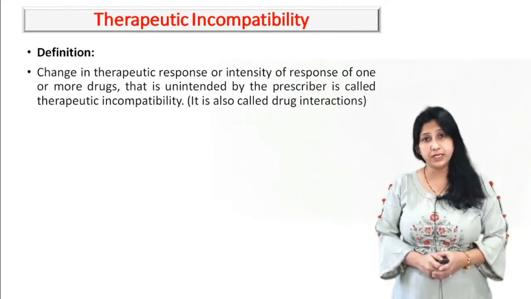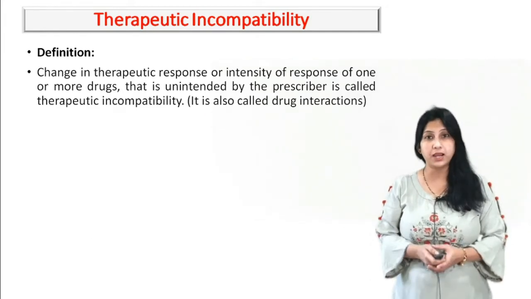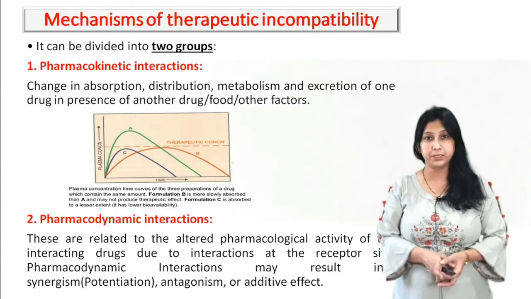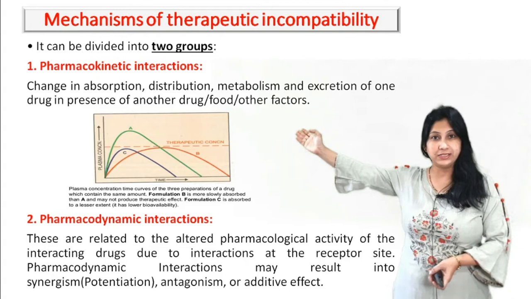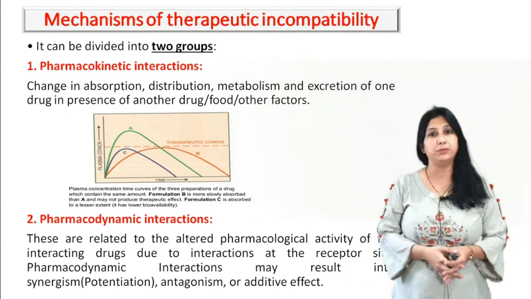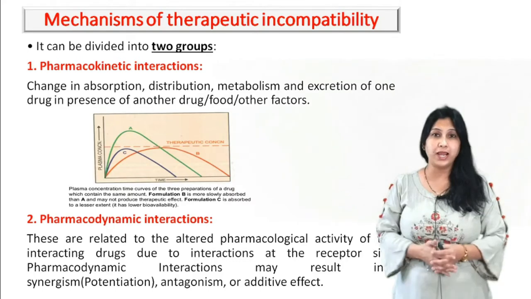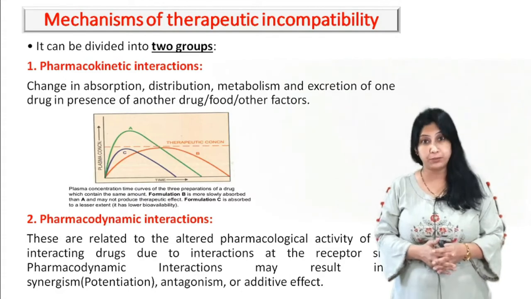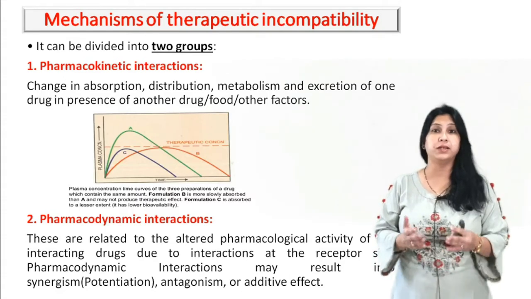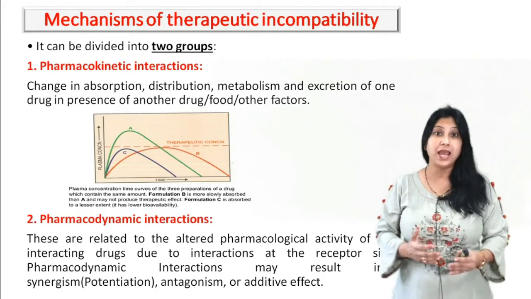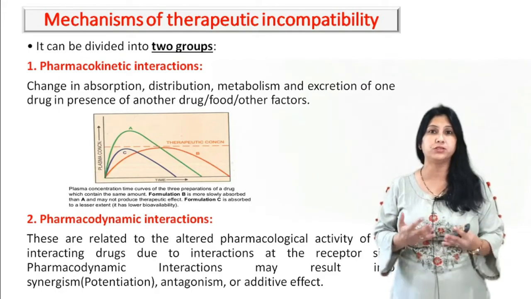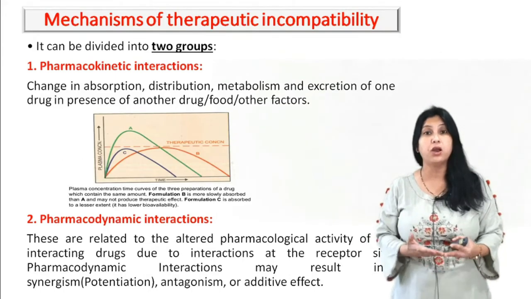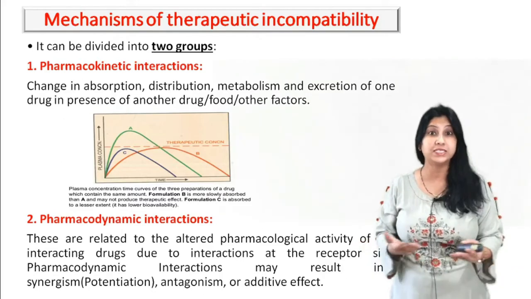So why does this therapeutic incompatibility occur, or what is the mechanism behind it? There are two mechanisms behind therapeutic incompatibility. One is pharmacokinetic interactions and the other is pharmacodynamic interactions. Right. So what are pharmacokinetic interactions? This kind of interaction results in a change in ADME, that is the absorption, distribution, metabolism and excretion of the drug, and this can happen because of the presence of another drug or because of the food that is taken along with the drug, or it can be due to other factors like genetic factors, right?